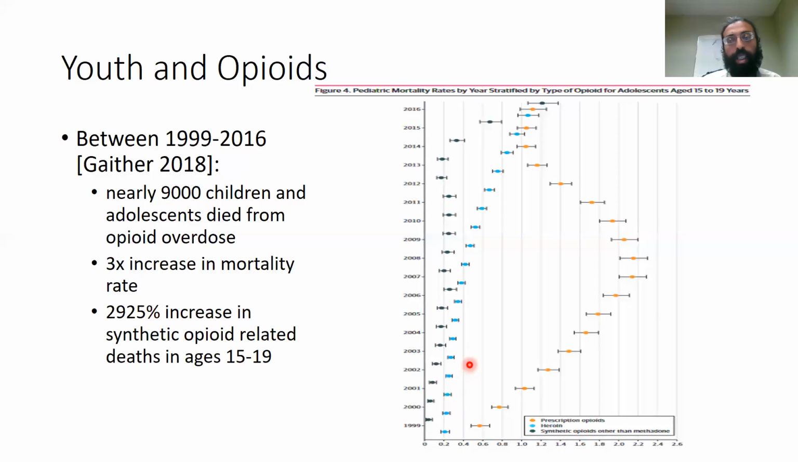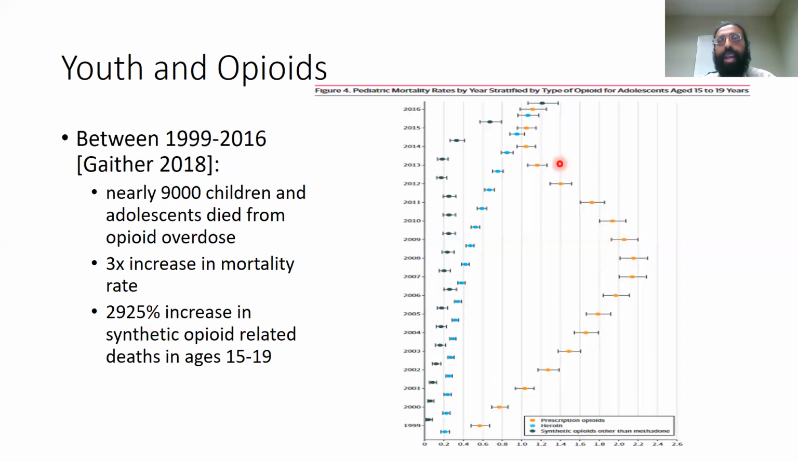The way up to 2016, how opioid overdose mortalities amongst youth have changed. You can see that between this 17-year period, about 9,000 children and adolescents died from opioid overdose. And over this period, a threefold increase, a 300% increase in mortality rate. And if you really look at mortality rates related to synthetic opioids, our illicit fentanyls, which is what we're seeing in ages 15 to 19, you can see this staggering, almost 3,000% increase that we've seen.